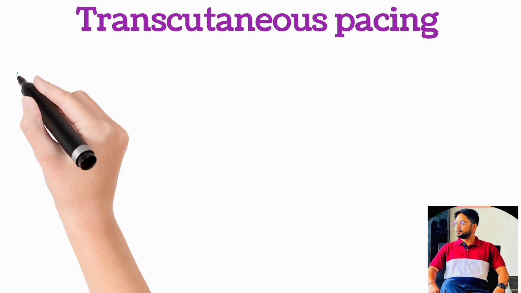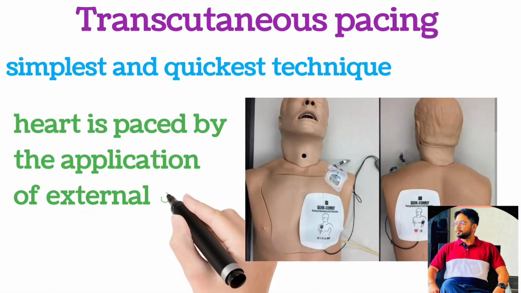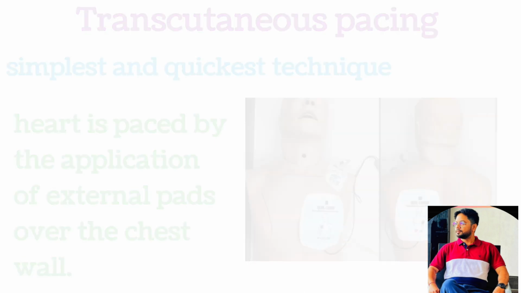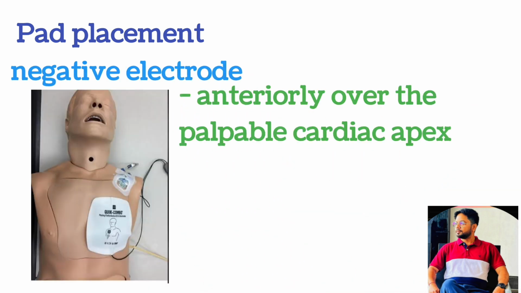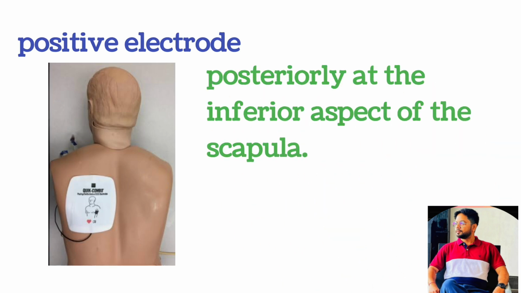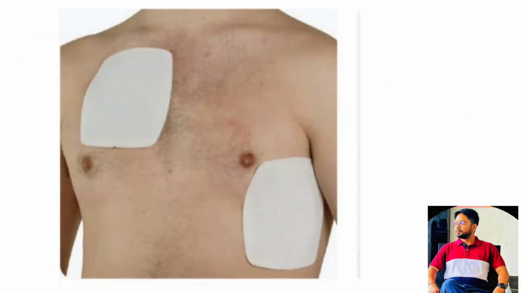Transcutaneous pacing. This is by far the simplest and quickest technique, where the heart is paced by application of external pads over the chest wall. The large external pads are typically placed anteriorly over the palpable cardiac apex and posteriorly at the inferior aspect of the scapula. The negative electrode is placed anteriorly and the positive electrode is placed posteriorly. The positive electrode can also be placed at the anterior right chest below the clavicle.